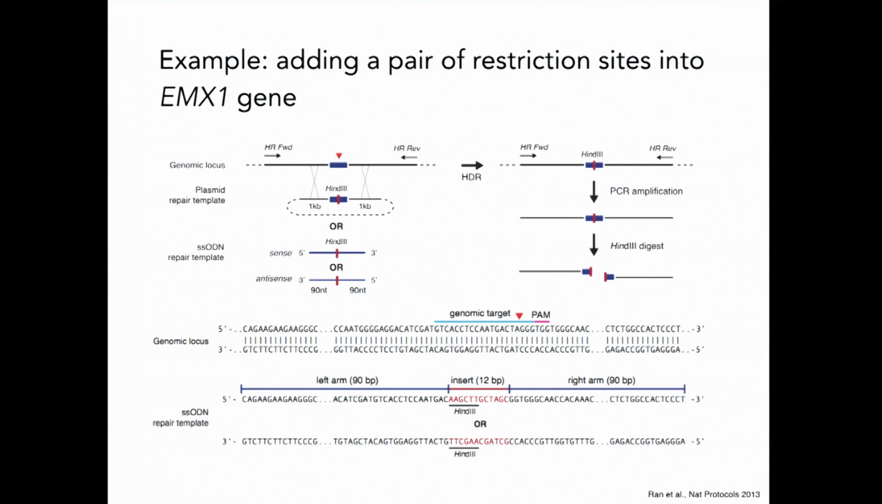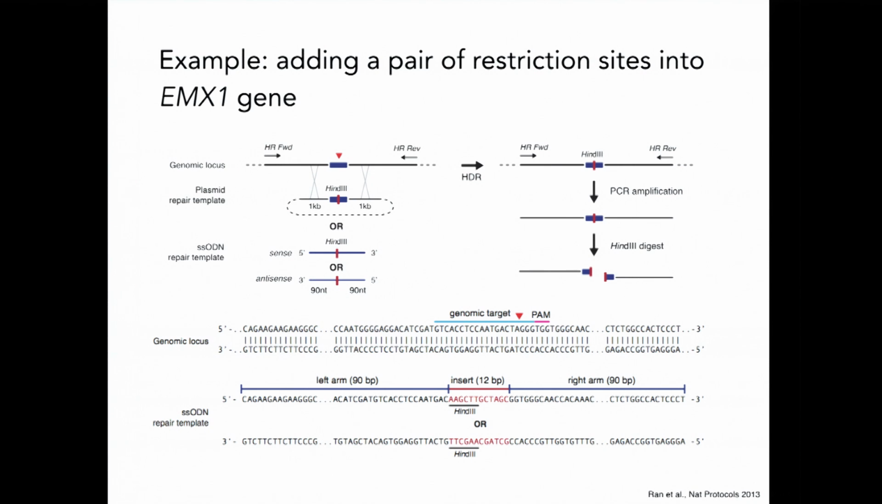And so here's an example of the things I've just talked about, to put it all into context with an experiment. Let's say you want to knock in this piece of DNA here. If you're using the plasmid repair template, again, we recommend about 1 kb arms. And we've introduced a restriction enzyme site in the center. Or you can also do a single-stranded oligonucleotide, either the sense or the antisense. That will both work. And so you can attempt HDR, and then PCR your genomic DNA, and test to see if you get any cleavage.